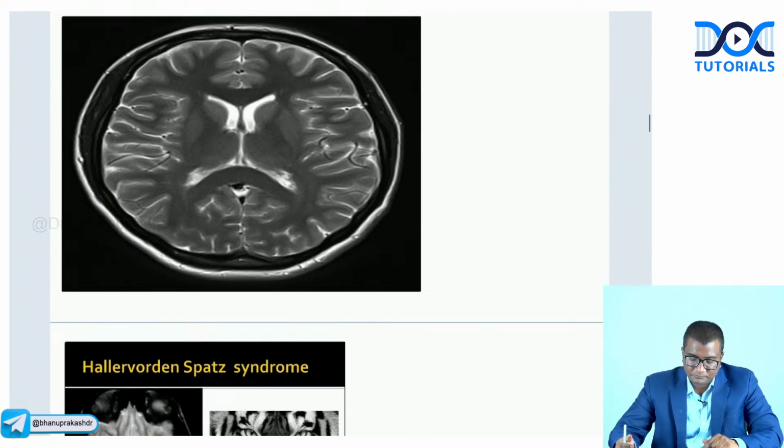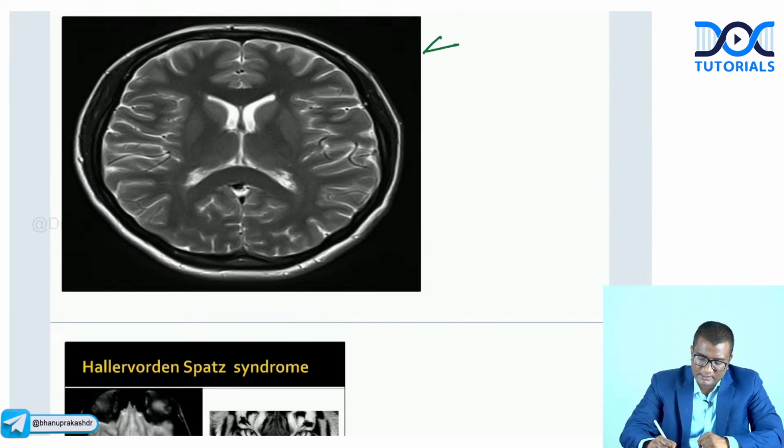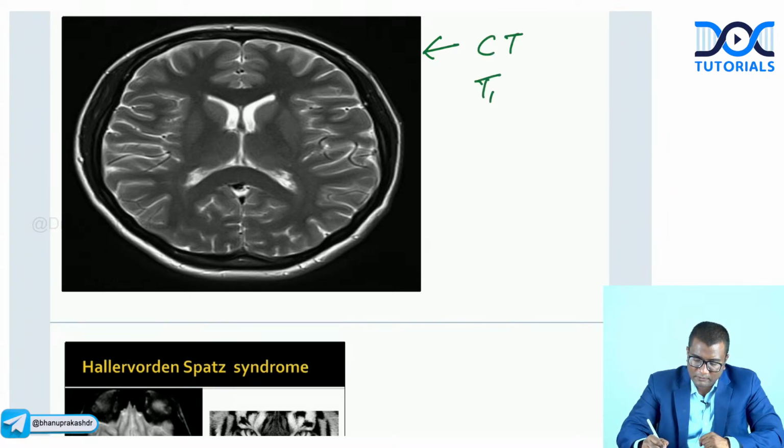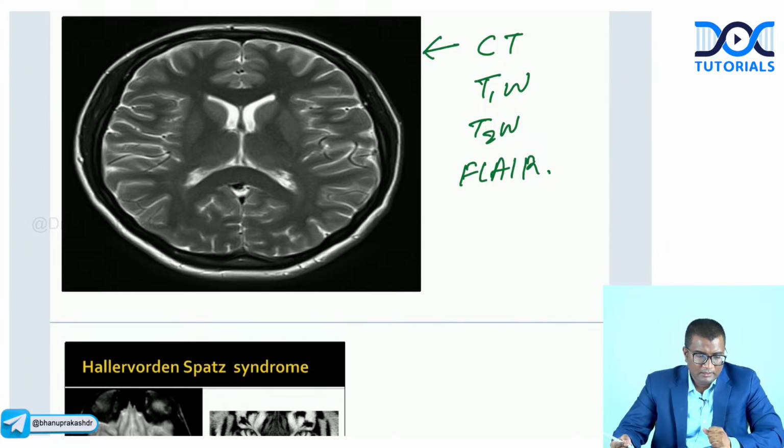The next thing, can anybody tell me what is this sequence? Is it a CT scan, T1 weighted MRI, T2 weighted MRI, or is it a FLAIR MRI? Can anybody tell me what is this sequence? Anybody can try that? Fast. Waiting for your answers. Very good. Anybody else can try? Very good.